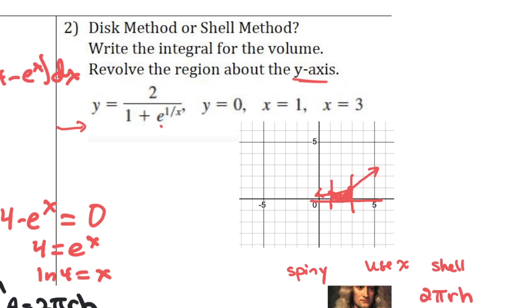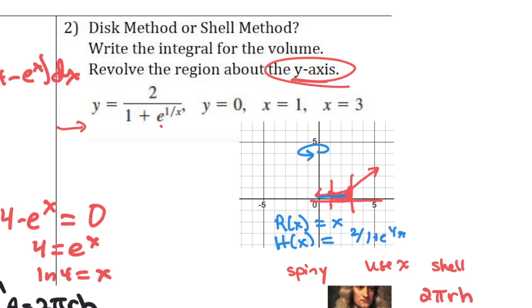Now, what do we know? I didn't say where we're spinning. Revolve the region about the y-axis. There we go. So spinning y, and so when we draw the radius, that's going to be r of x equals x, and the height with respect to x is going to be the function 2 over 1 plus e to the 1 over x.